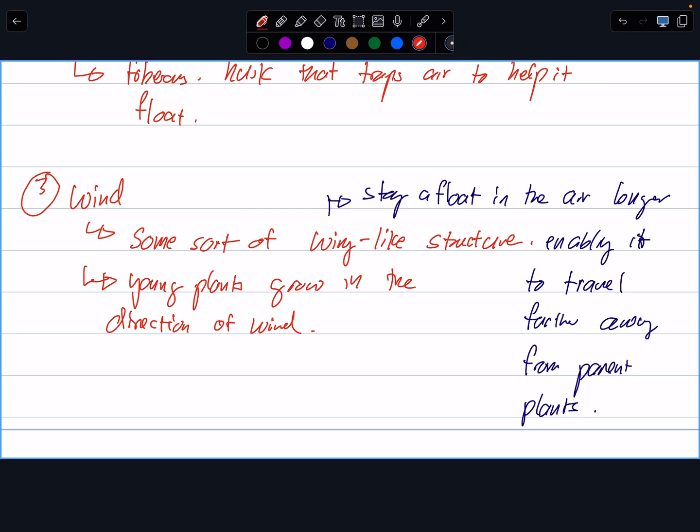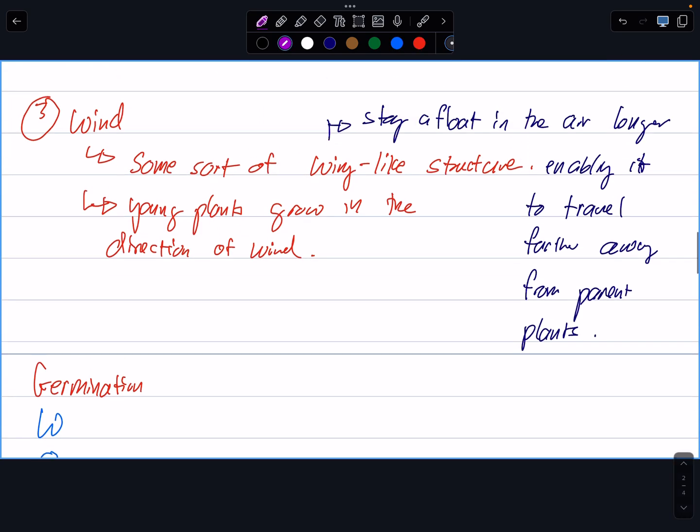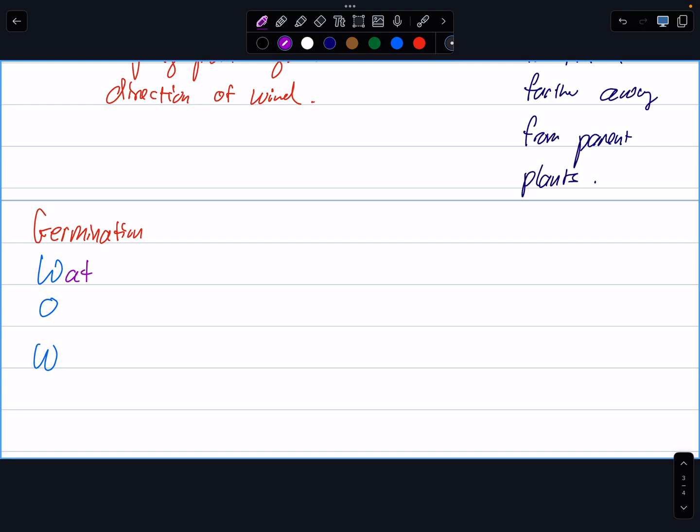So after dispersal comes what? Germination. So germination very easy. I always teach my students W-O-W. Okay? The first W stands for water. The O stands for oxygen. Sorry, quite too fast already. And then the last W stands for warmth. So please be very careful. You do not need sunlight for germination. It gets its food from the seed leaves.